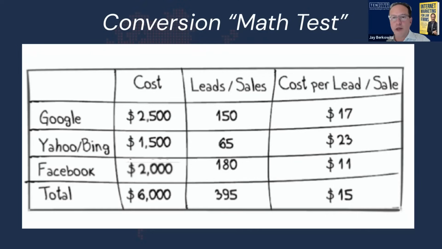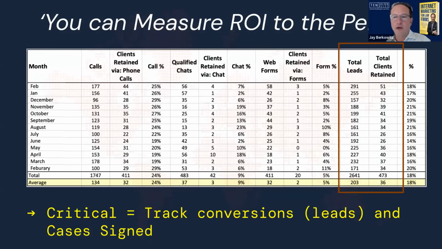So you've got to be measuring calls, chats, and forms. Here's another example of the detail we go through with our clients. Here we are tracking all the calls. So these guys got 177 calls this month. They got 44 clients retained via those calls. So we see here that the calls are converting at 24% on average.